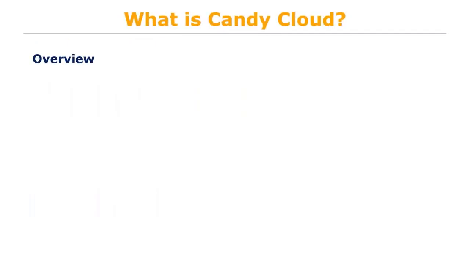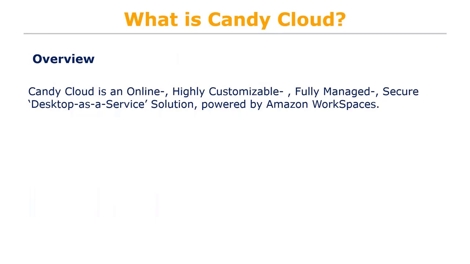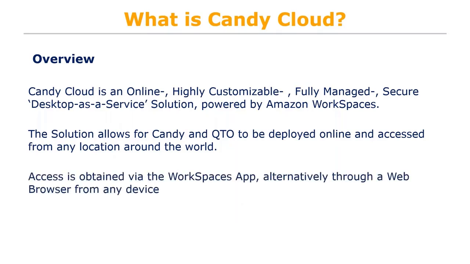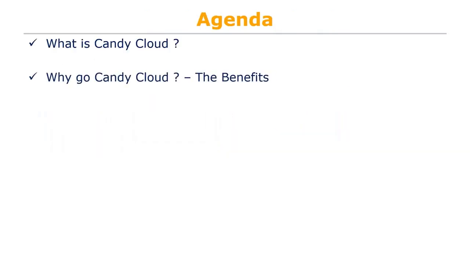So what is Candy Cloud? Candy Cloud is an online, highly customizable, fully managed, secure desktop as a service solution powered by Amazon Workspaces. This solution allows for Candy, both single and multi-user, and QTO, 2D and 3D drawings through Navisworks, to be deployed online and accessed from any location around the world. Access to Candy Cloud is obtained via the Workspaces app, alternatively through a web browser from any device, which includes Mac, tablets, and phones. Next on our agenda, we are looking at why go Candy Cloud and its associated benefits.